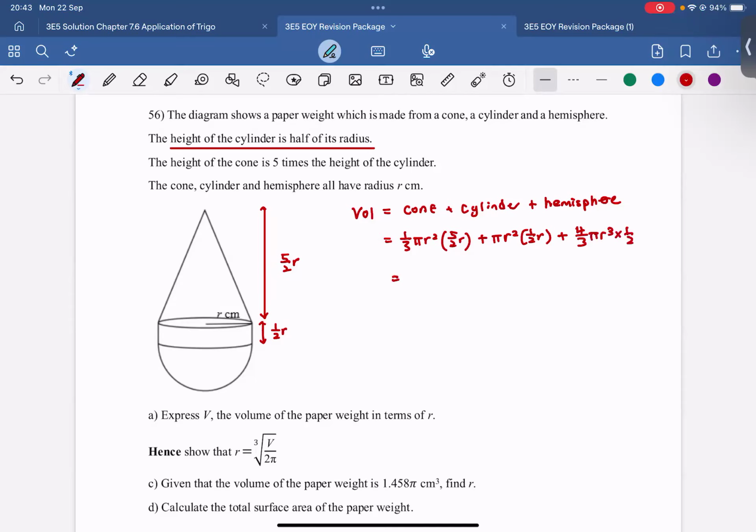So the 5 over 2 times 1/3 gives you 5 over 6. Then pi r square times r gives pi r cube. The cylinder is half pi r cube, and the last one is 4 over 3 times half, which is 2/3 pi r cube. When you put them together, you get 8 over 6, 12 over 6, so 2 pi r cube.